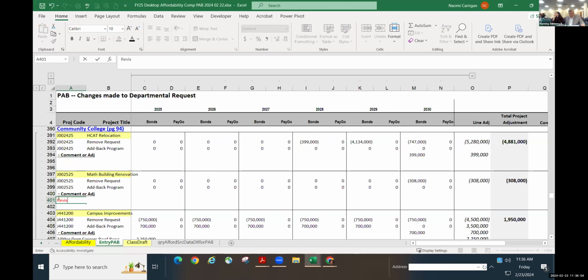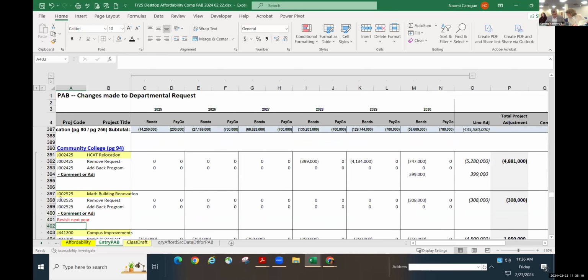Is everybody in agreement with that? Yeah. What page were we on? Community college starts on page 301 of the one pager report, or 94 of the highlighter. Thank you.